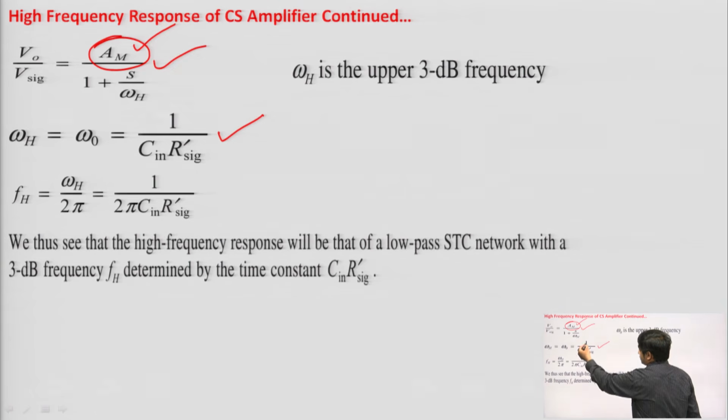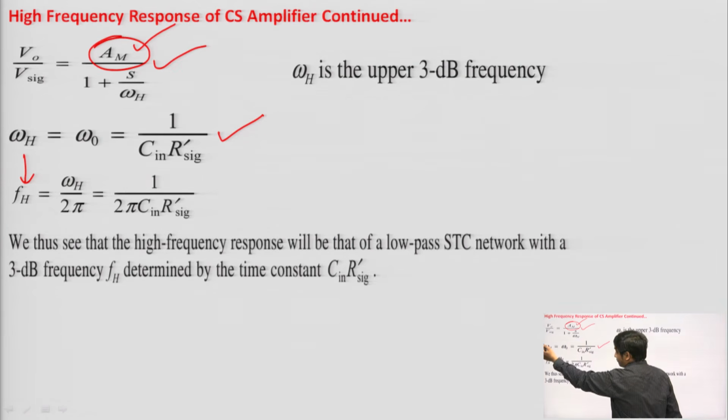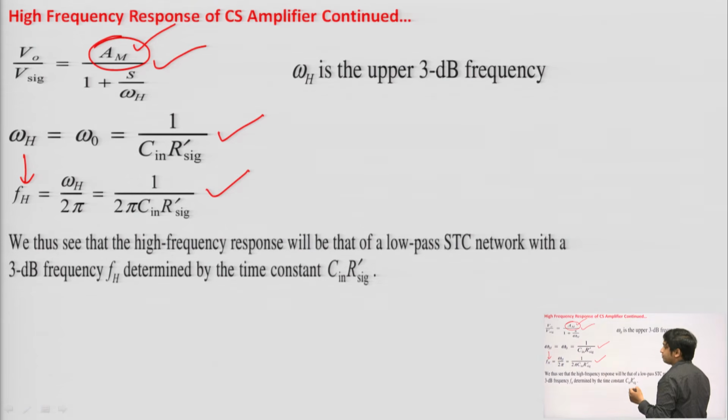And omega naught, that is the corner frequency, that is 1 upon C into R dash sig. We can write omega naught as omega h, the upper 3 dB frequency, also called the higher cutoff frequency. Fh will be equal to omega h upon 2 pi, that is 1 upon 2 pi C into R dash sig. Now, see here one important point.